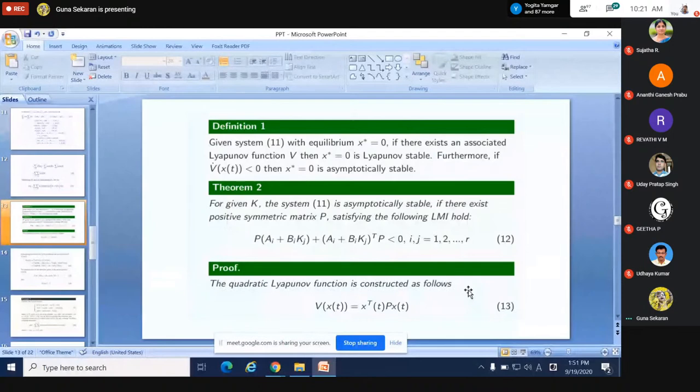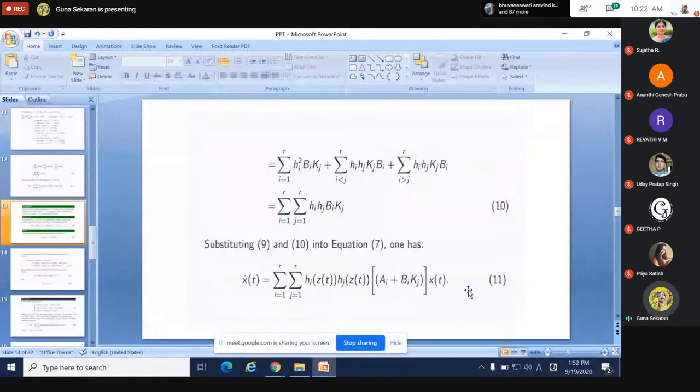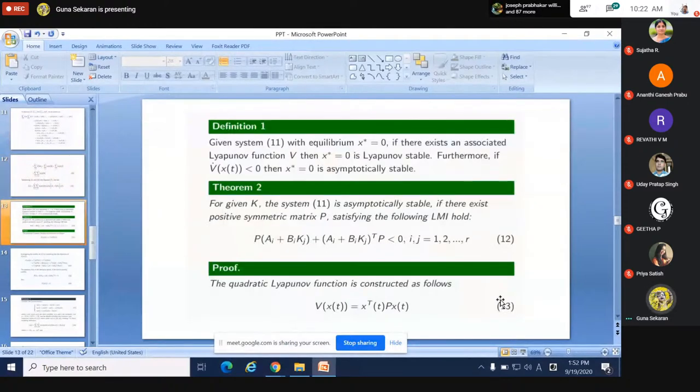Now this is the basic definition for Lyapunov stability theory. System 11 is the closed loop system. For this closed loop system we consider the equilibrium point x star equal to 0. In dynamical systems we say equilibrium point. In functional analysis, this equilibrium point is a fixed point, x star. In functional analysis we can use the Banach space, something like that, with the fixed point x star. In dynamical systems we generally use the equilibrium point. Equilibrium point or fixed point, the meaning is the same.